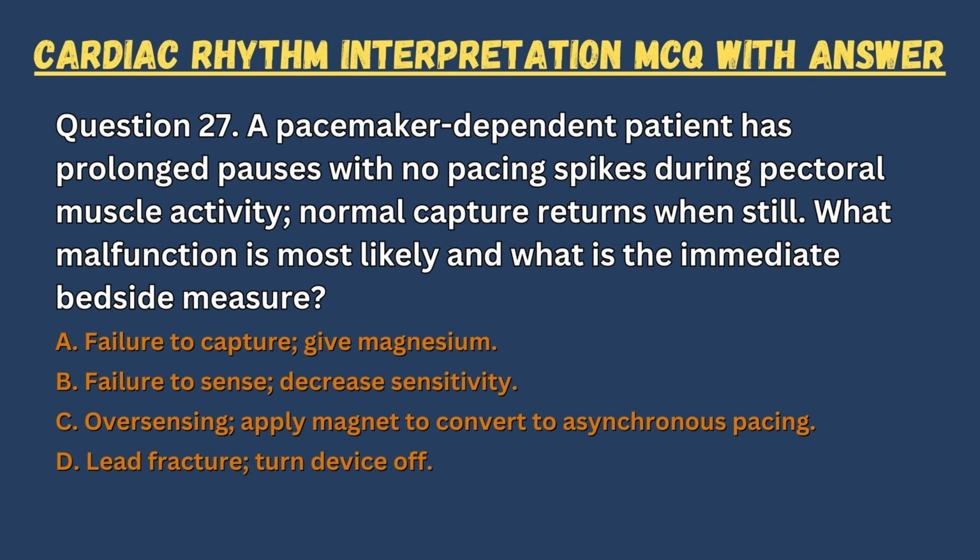Question 27. A pacemaker-dependent patient has prolonged pauses with no pacing spikes during pectoral muscle activity. Normal capture returns when still. What malfunction is most likely and what is the immediate bedside measure? A. Failure to capture, give magnesium. B. Failure to sense, decrease sensitivity. C. Oversensing, apply magnet to convert to asynchronous pacing. D. Lead fracture, turn device off.